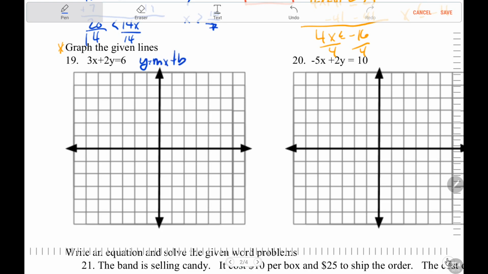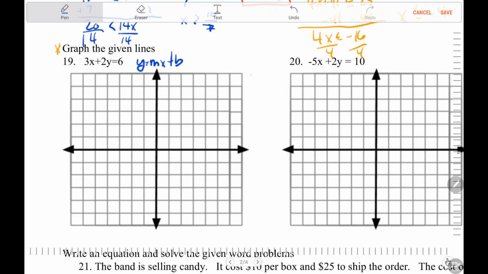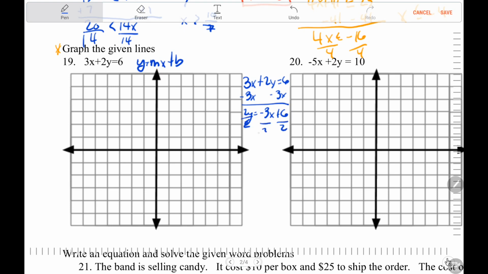Alright, so it's not in that form, so we can come over here to the side and start writing it in that form. What you want to do is move the 3x over, bring down your 2y because we want to get y by itself. 2y equals negative 3x plus 6. Divide by 2. So y equals negative 3 over 2 x, plus 6 divided by 2 is 3.